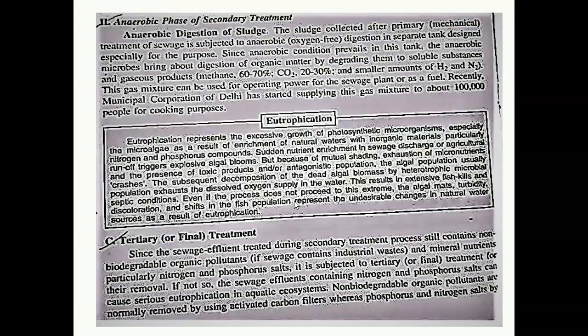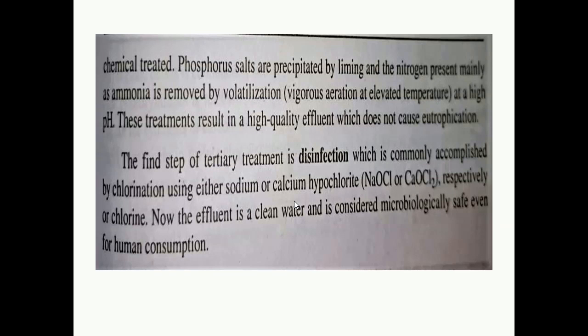In this, non-biodegradable organic pollutants are normally removed by using activated carbon filters, whereas phosphorus and nitrogen salts are removed by chemical treatment. Phosphorus salts are precipitated by liming, and the nitrogen present mainly as ammonia is removed by volatilization at a high pH. These treatments result in high quality effluent which does not cause eutrophication.